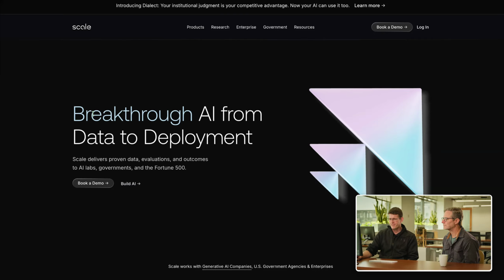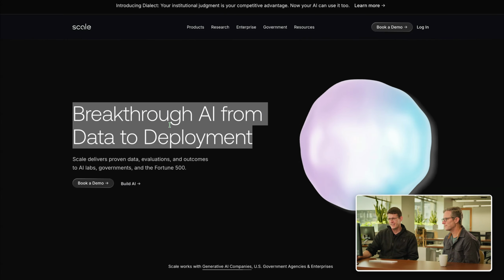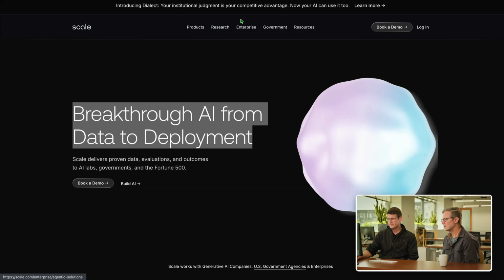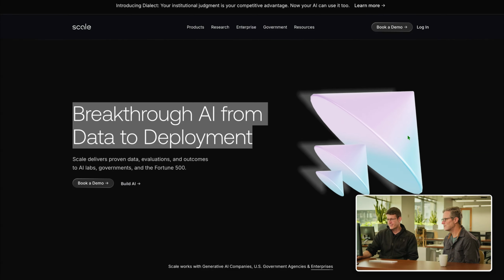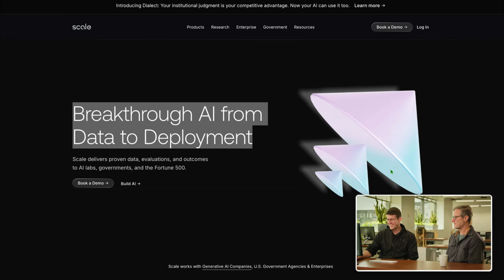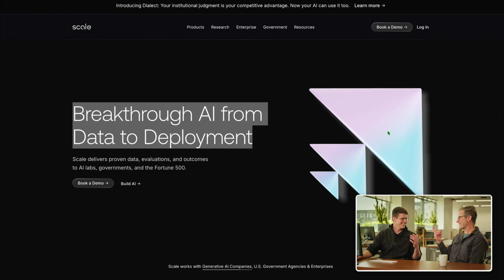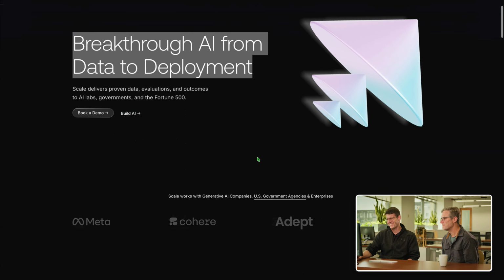Breakthrough AI from data to deployment. It's an H1. H1. That is a strange looking blob on the right. Oh, that's neat. Did you do that? I don't think so. I thought about it. Did that make it happen? Maybe. I mean, it is AI.